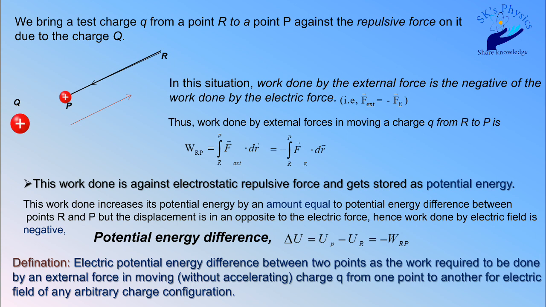Electric potential energy difference between two points is the work required to be done by an external force in moving, without accelerating, charge q from one point to another point for the electric field of an arbitrary charged configuration.